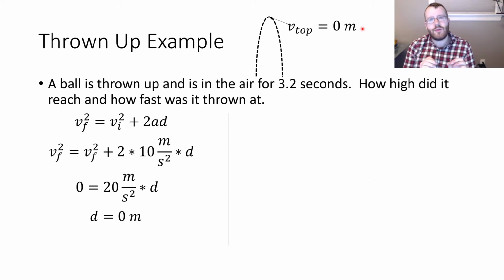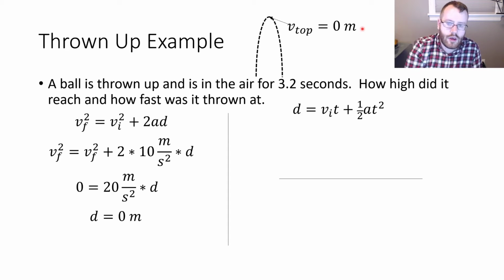The other thing that we need to keep in mind is the time it was in the air. If it took 3.2 seconds to go up and back down, we have to remember that it only takes half that time to go from either up to the top or from the top back down. Both of those will take the same amount of time. We just take the time divided by 2. If we do that, we get 1.6. So it took 1.6 seconds to go up, another 1.6 seconds to go down, for a total of 3.2 seconds for the motion.